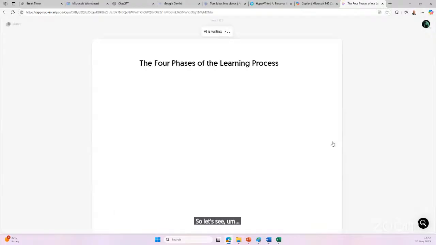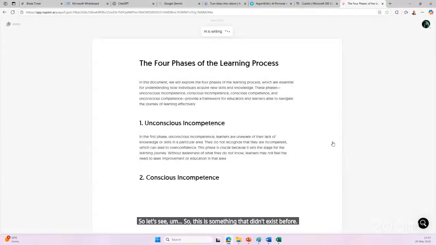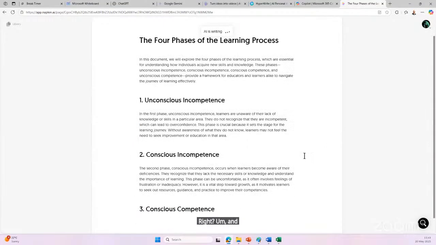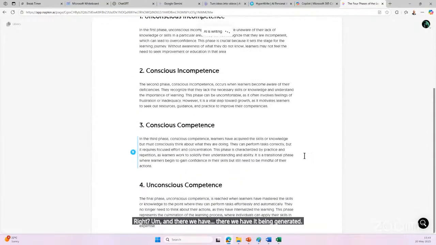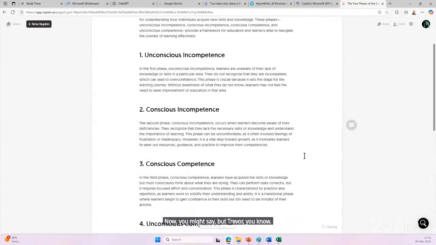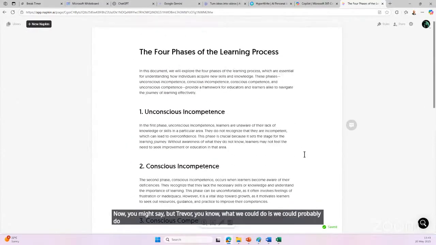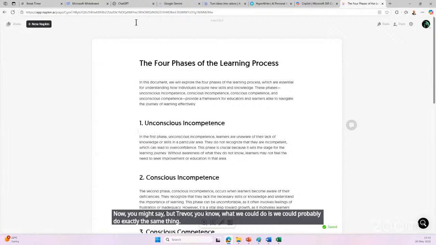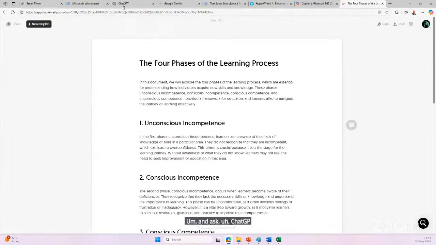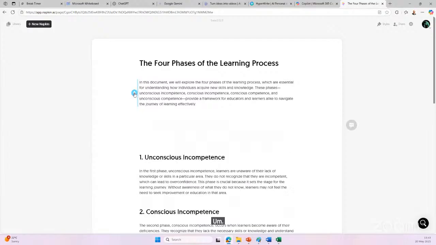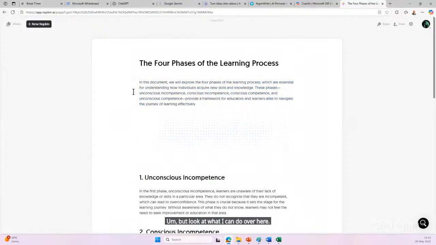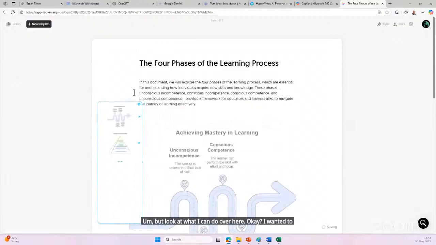So this is something that didn't exist before, right? And there we have it being generated. Now you might say, but Trevor, we could probably do exactly the same thing and ask ChatGPT or perhaps Copilot to do it for me. But look at what I can do over here. I wanted to generate an image for me.